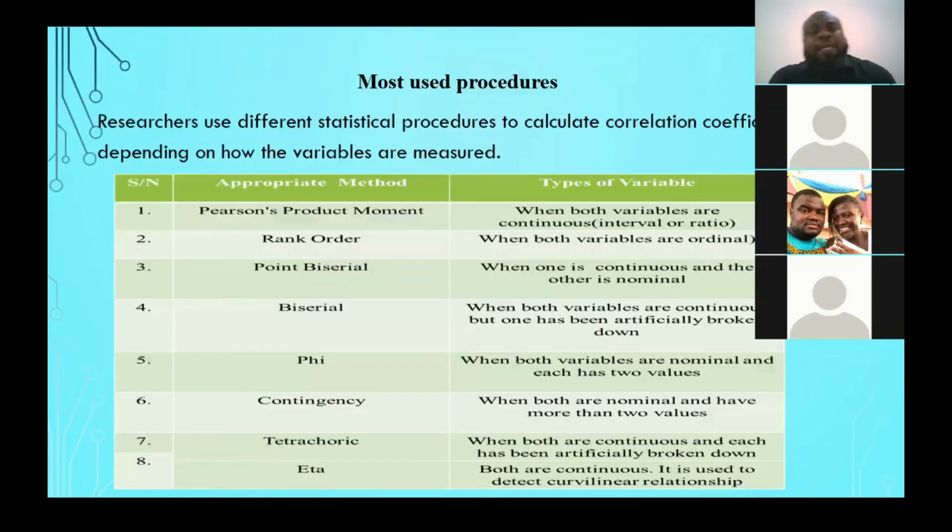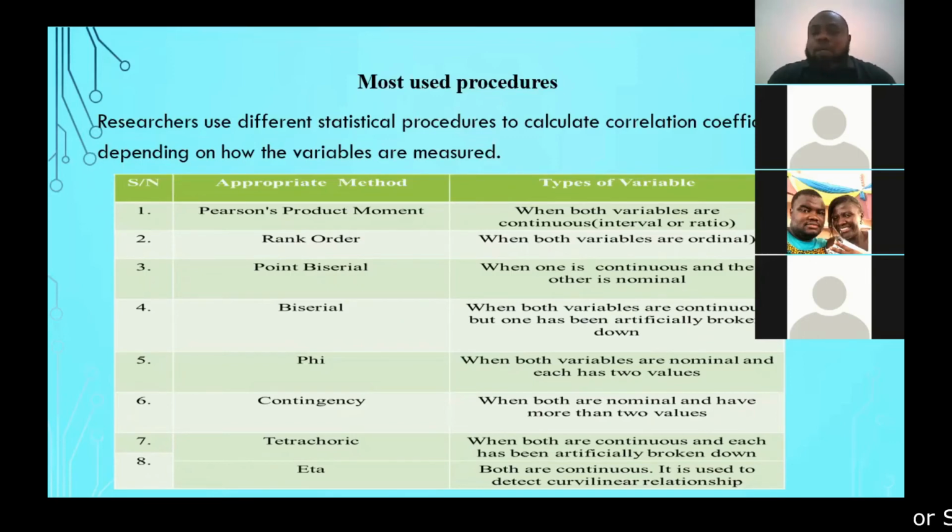I have also highlighted the most used procedures in calculating this correlation coefficient. Researchers use different statistical procedures to calculate correlation coefficients depending on how the variables are measured. I have highlighted a few. The first is the Pearson product moment correlation coefficient. It is used most appropriately when both variables are continuous. By continuous, we mean the variables are either interval or ratio.